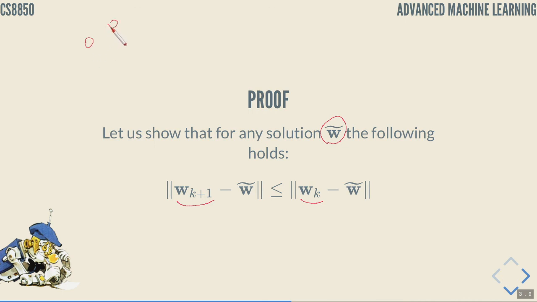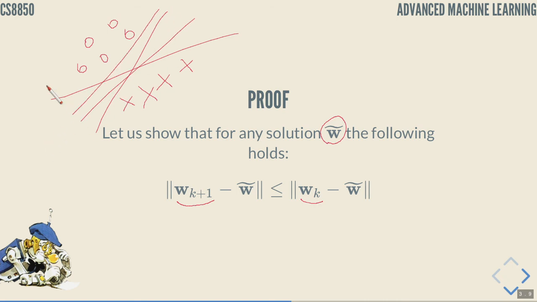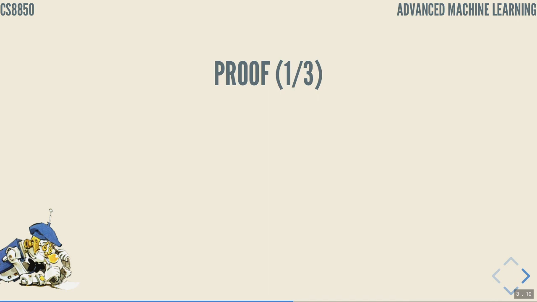Again, we need another picture. There are multiple hyperplanes that would be a solution. So W tilde is any of them, something that separates the classes. We just need to show that with this algorithm, with each iteration, we get closer to a solution W tilde, or be no worse, less than or equal to. Let's try that.